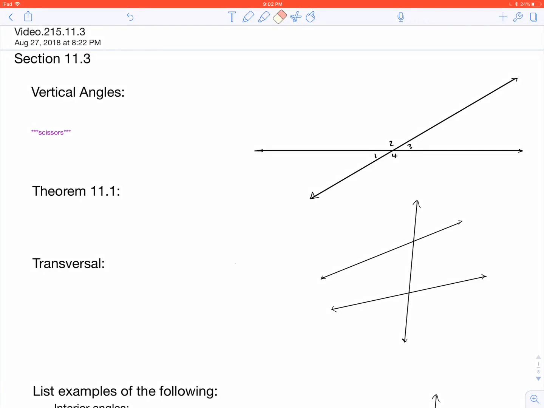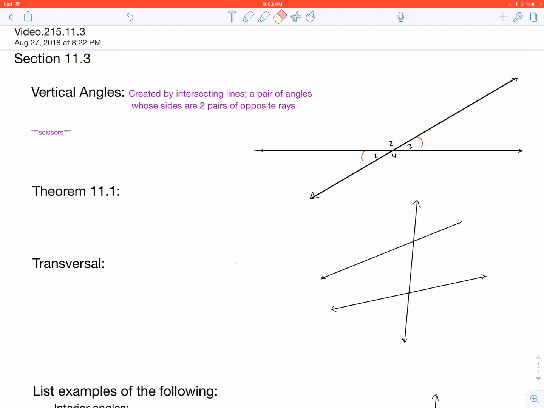Hey folks, this is the section on 11.3 with the terminology and some theorems thrown in. First term that I'd like to look at is vertical angles. Vertical angles are going to be created by intersecting lines, always by intersecting lines. This is going to be a pair of angles whose sides are two pairs of opposite rays. So you'll notice here that angle 1 and angle 3, these two are vertical angles. If you can imagine, a pair of scissors is the perfect example of vertical angles.